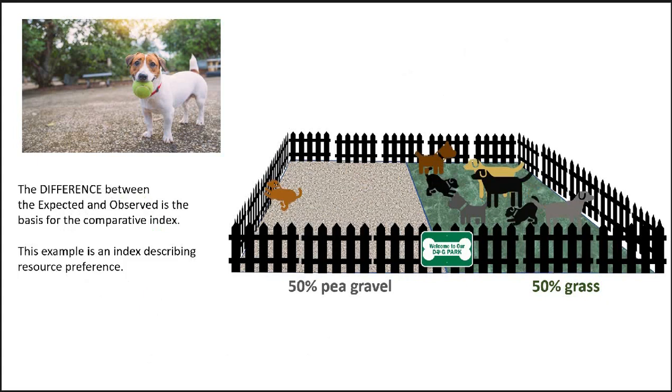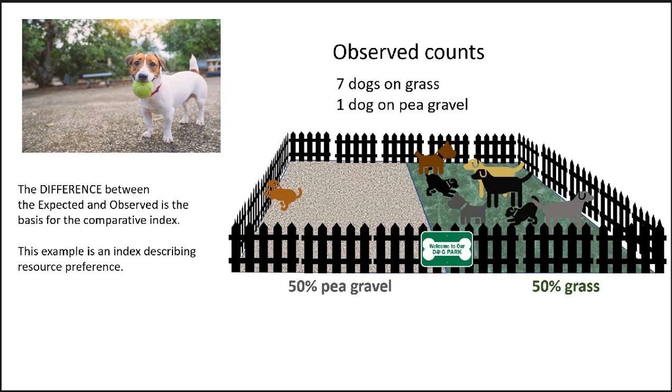But we're going to go out and make observations about the actual use of the park area. And it's this difference between what we would have predicted if the dogs are uniformly distributed around the park and what we actually observe them using that creates the basis for the comparative index. There are a lot of ways to quantify this relationship, but in our case, we're going to simply subtract the predicted values that come from a uniform distribution from our observed usage.